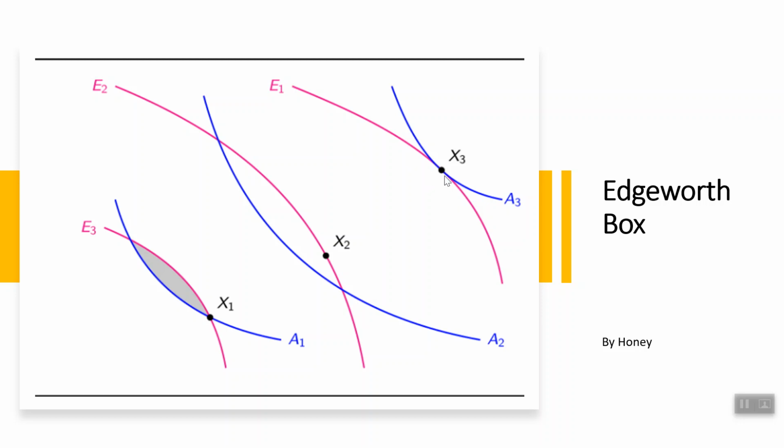Hello guys, in this video we are going to look into Edgeworth box. Edgeworth box is associated with welfare economics. Welfare economics is the branch of economic theory that deals with the social desirability of alternative economic states.